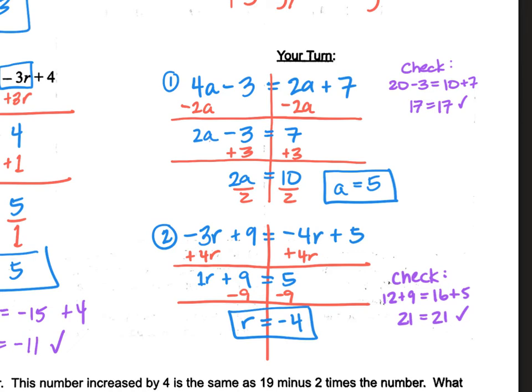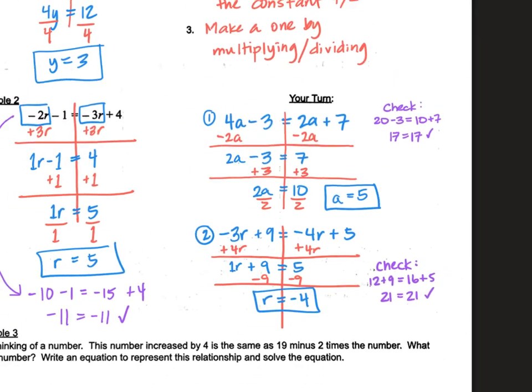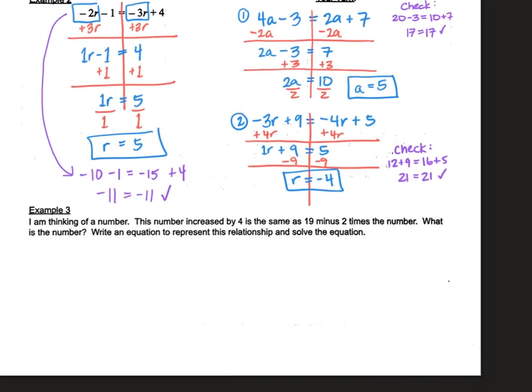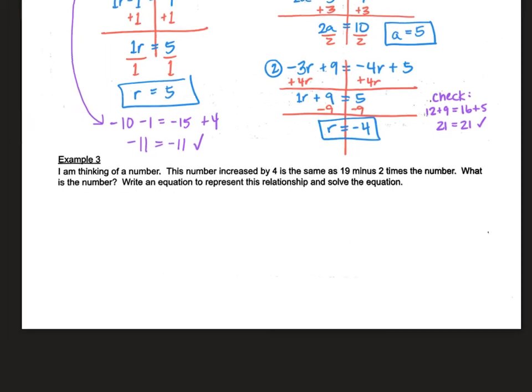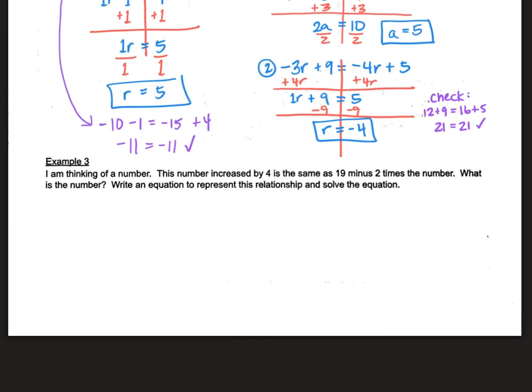Let's try this last one, which is example number 3. Here's a word problem that we need to convert into an equation and therefore solve it. So the first part says, I am thinking of a number. A number, as soon as there's something that comes up that you don't know what it is, that's going to be our variable or our x. This number increased by 4, which is x plus 4.